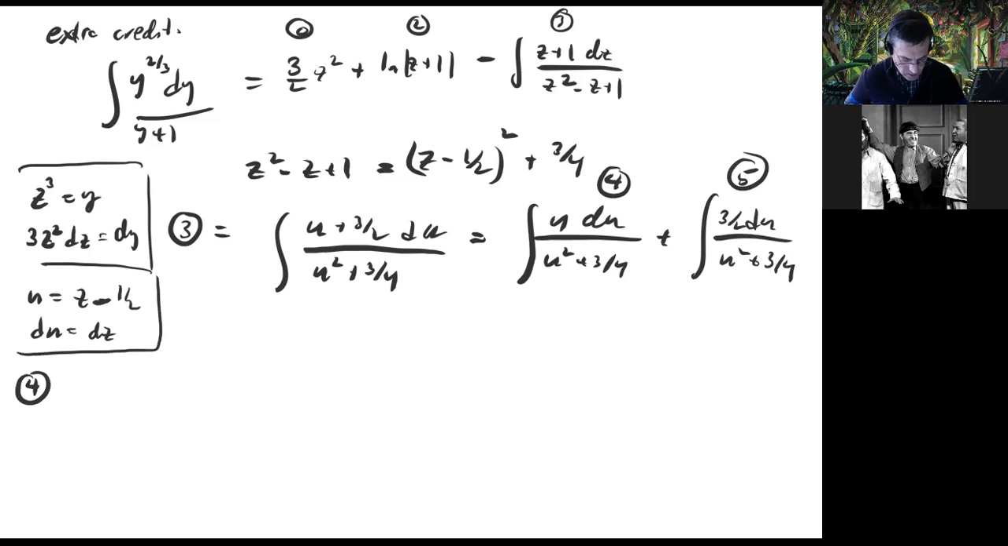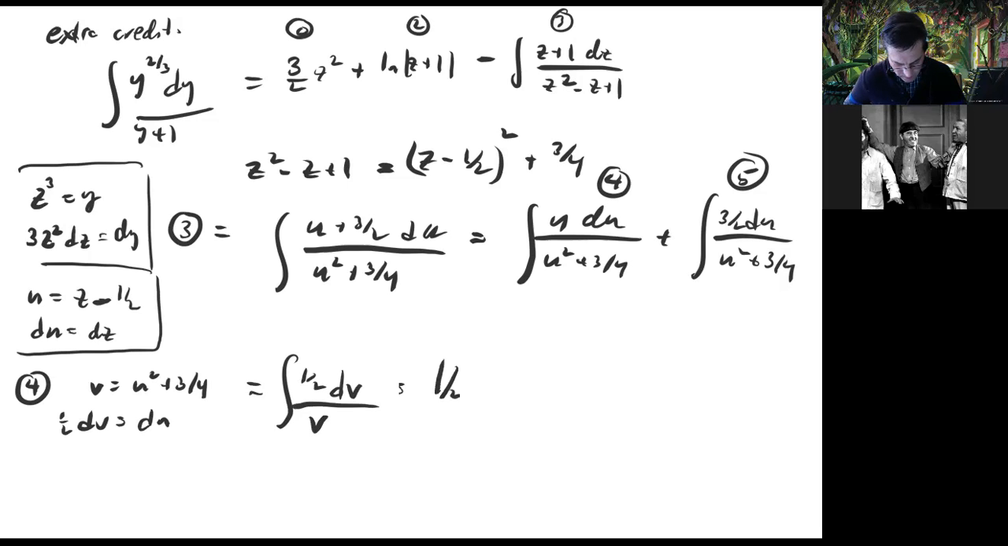For integral 4, we're going to let v equal u squared plus 3/4. That's a standard substitution. dv is 2u du, in other words, 1/2 dv is u du. So integral 4 becomes the integral of 1/2 dv over v, which is 1/2 ln absolute value of v. We'll add the c at the very end.